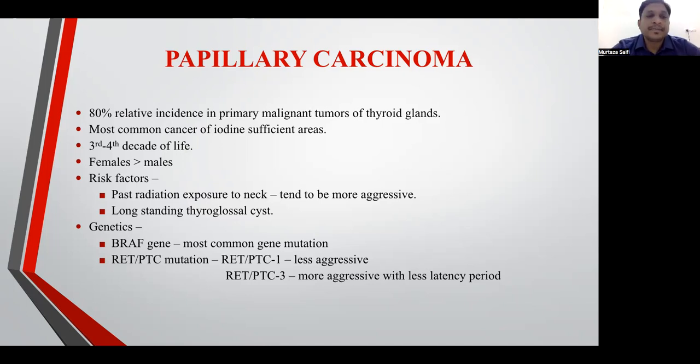Then genetics. The BRAF gene mutation is the most common, and there is also RET/PTC mutation. If RET/PTC1 is there, it is less aggressive. If there is RET/PTC3, it is more aggressive with a less latency period. So this is the genetics of papillary carcinoma.